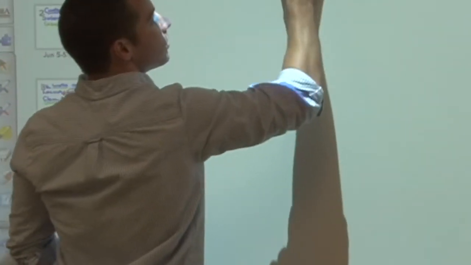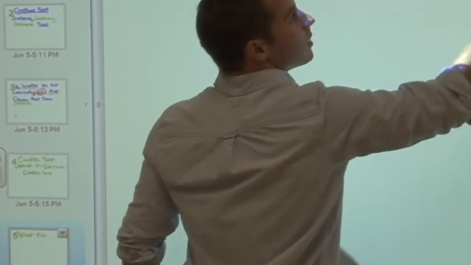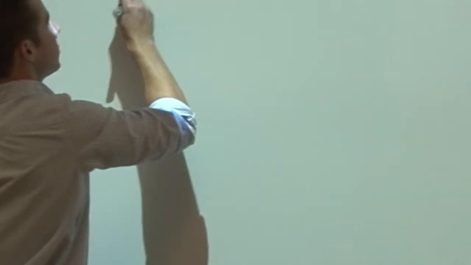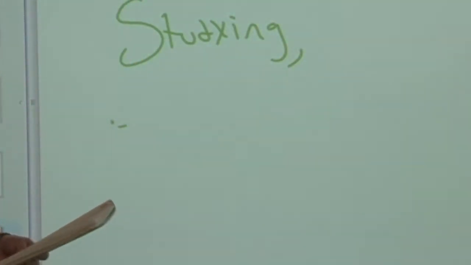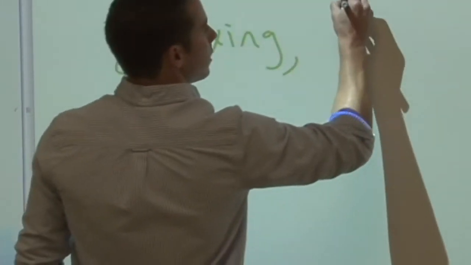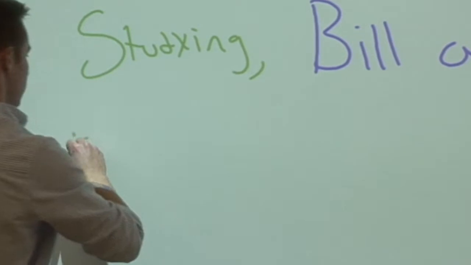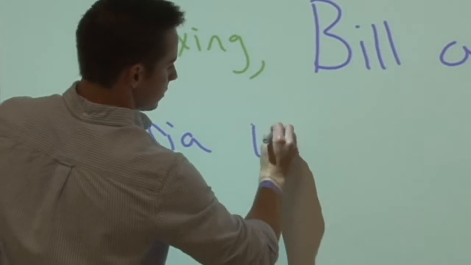After they finish studying, that right there, as you can see, is not a complete thought. Therefore, that is your dependent clause. Now we'll go on with our independent: Bill and Maria went to the movies.